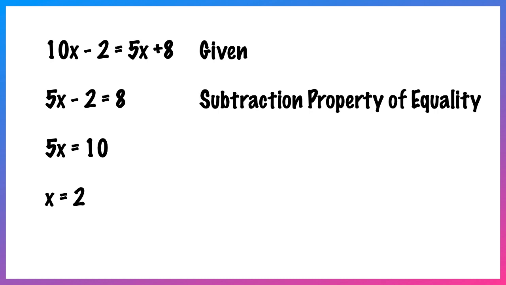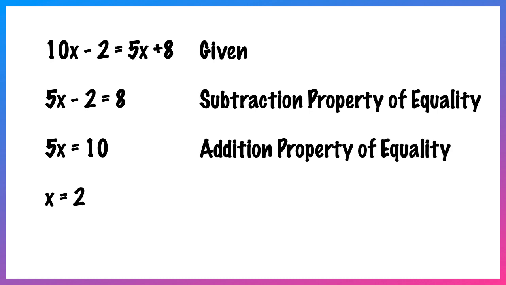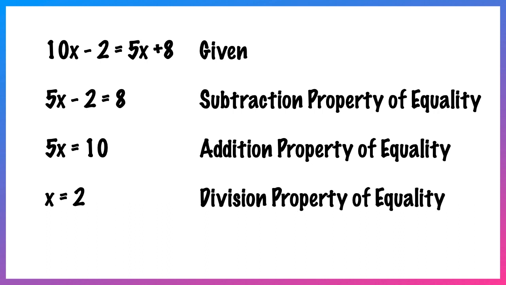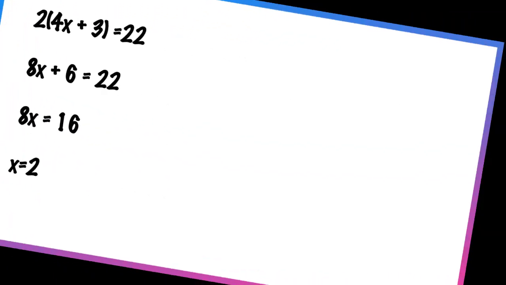Okay, going to our next line. So we have 5x minus 2 on the left, and then that minus 2 goes away, and the 2 gets added, right? It gets added to both sides, so this is the addition property of equality. And then to get to our x equals 2, we are dividing both sides by 5, so this is the division property of equality. Let's look at one more example.